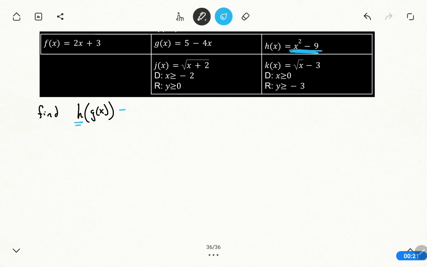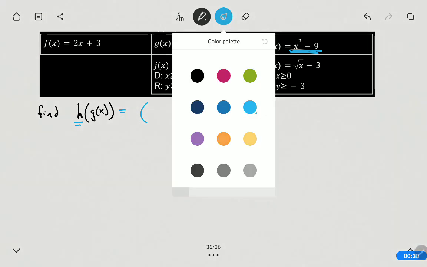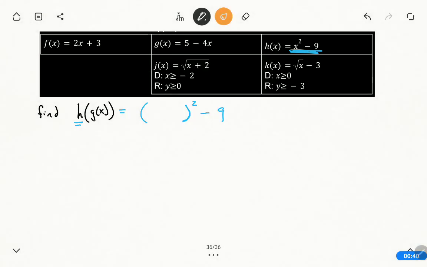So what I'm going to start by writing is just an empty set of parentheses squared minus 9. Since the equation is x squared minus 9, I'm going to put parentheses squared minus 9. So instead of x, we have a blank set of parentheses. Now that I have that part done, I'm going to go back and fill in the parentheses with g of x. Well, g of x is 5 minus 4x.